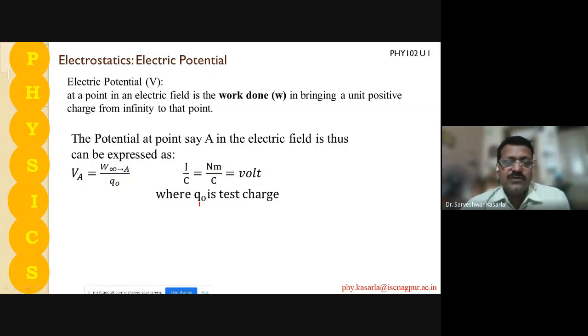And here q0 is the test charge. If this charge is 1 coulomb, this will be 1, and it will be simply the work done in bringing a unit charge from infinity to that particular point A. So voltage, or potential, is nothing but the work done only. So it is a scalar quantity.